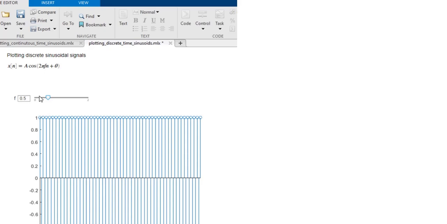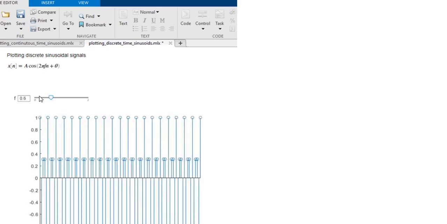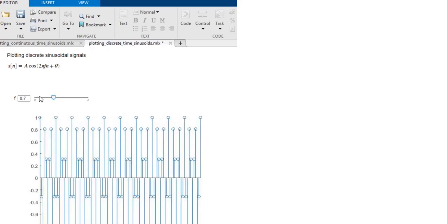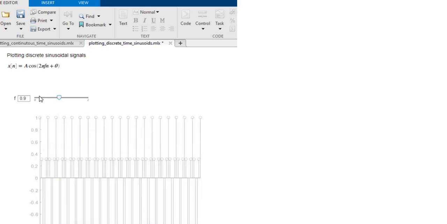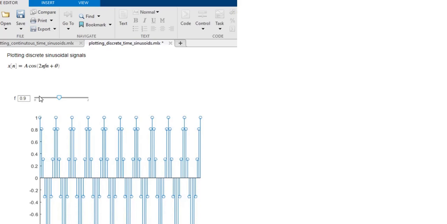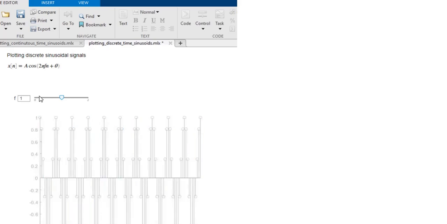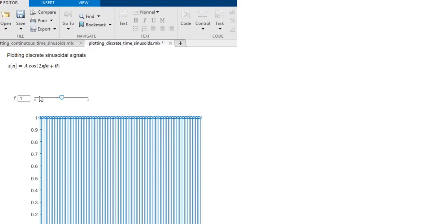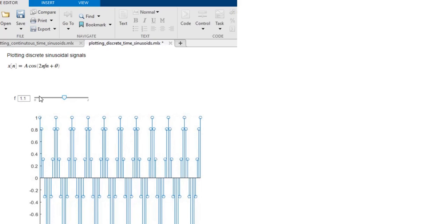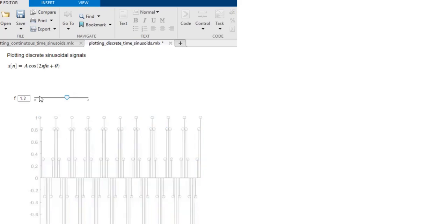Now if I start increasing the frequency from 0.5, the rate of oscillation starts decreasing. At 0.8 it is further reduced, 0.9 even smaller, and now frequency 1 is exactly the same as frequency 0 because they are separated by an integer. So frequency 1 is again a constant signal. Now if I keep increasing, the rate of oscillation starts increasing again. 1.1 is the same as 0.1, so this is also what we saw for 0.1. And the pattern keeps repeating as I go.